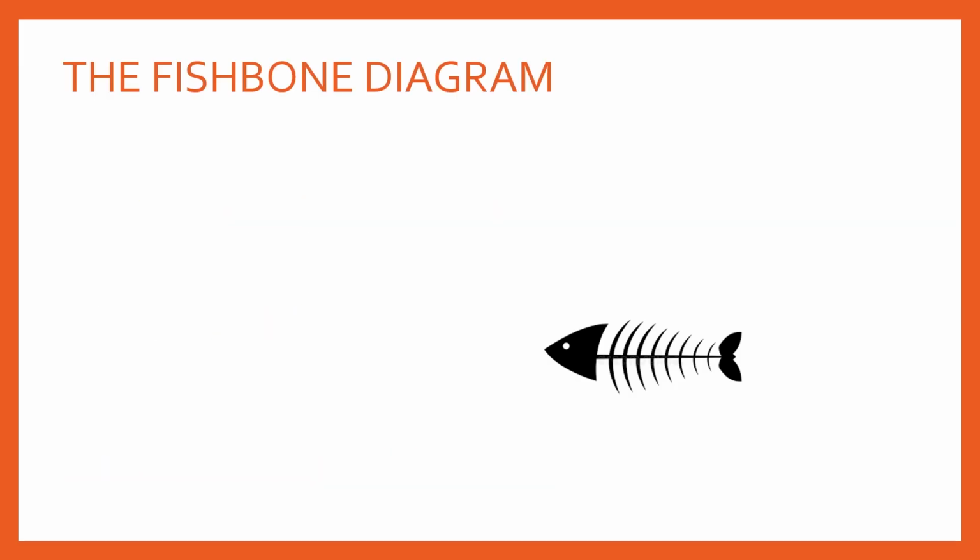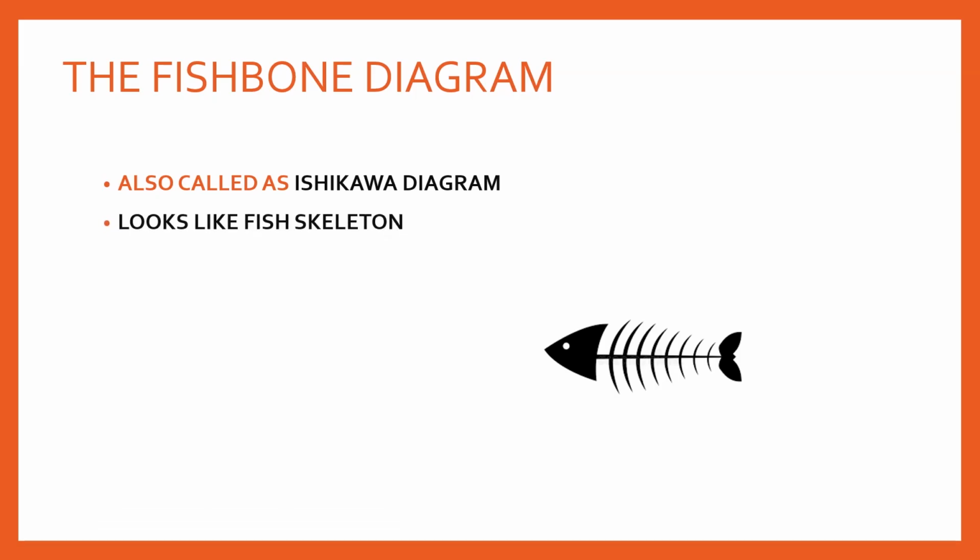Now students, can you see what type of figure is on this slide? This is nothing but a fish, the skeleton of the fish, the bones of the fish. The bones of the fish are shown here. That's why this tool is called the fishbone diagram. But why is it so useful? Let us see. This fishbone diagram is also called the Ishikawa diagram, and it looks like a fish skeleton.